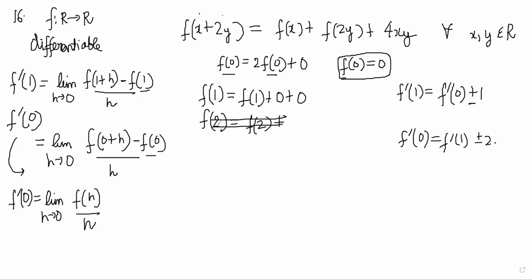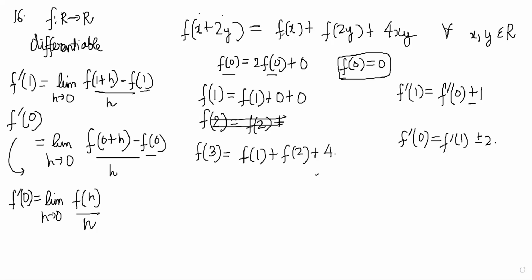Okay, let's put 1 and 1 then, right? That will be f of 3 is equal to f of 1 plus f of 2 plus 4. f of 0 we know is 0, 1 and 2 we don't know right now, right? So if you put 0 and, okay, we don't get anything from there. 1 and minus 1, that doesn't work because we don't know minus 1.